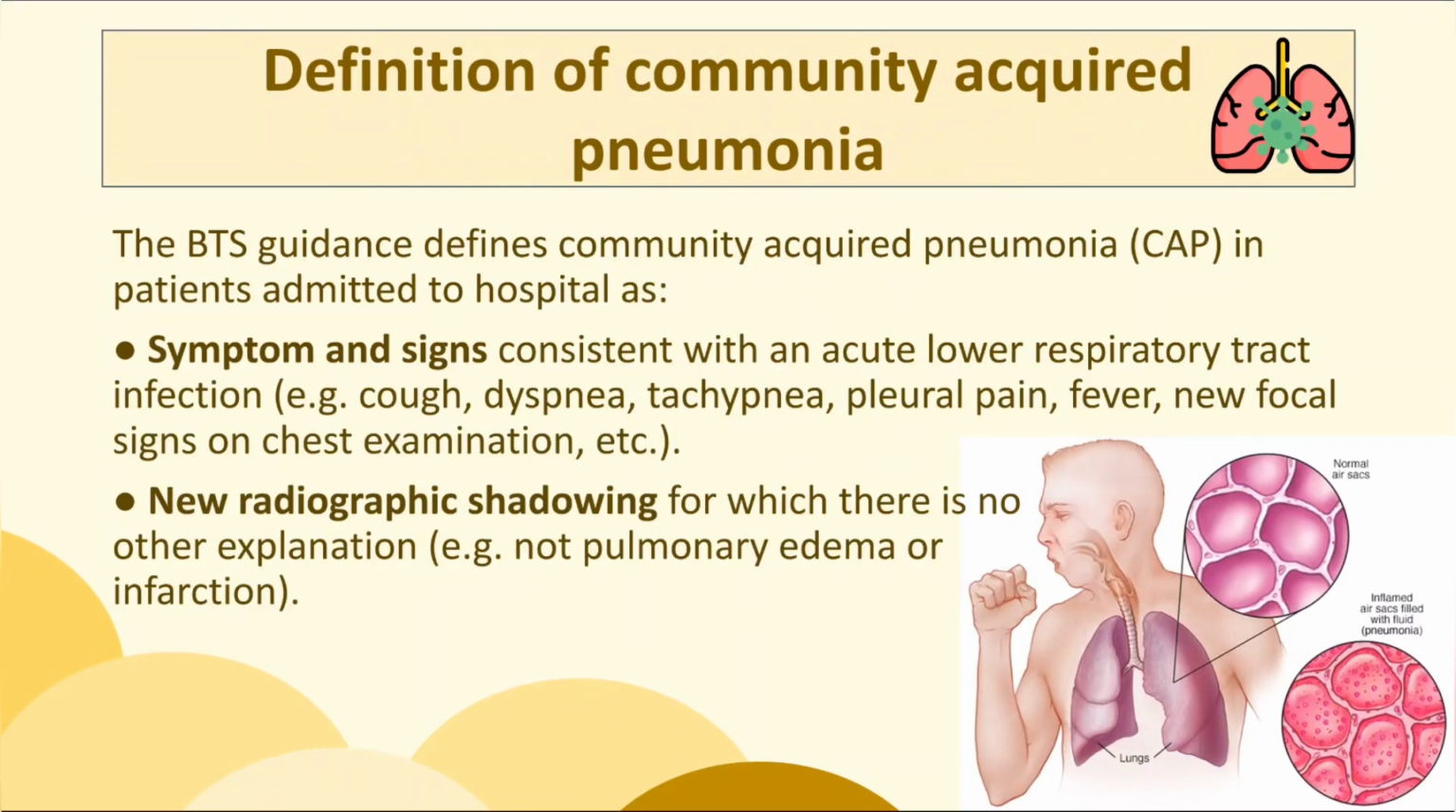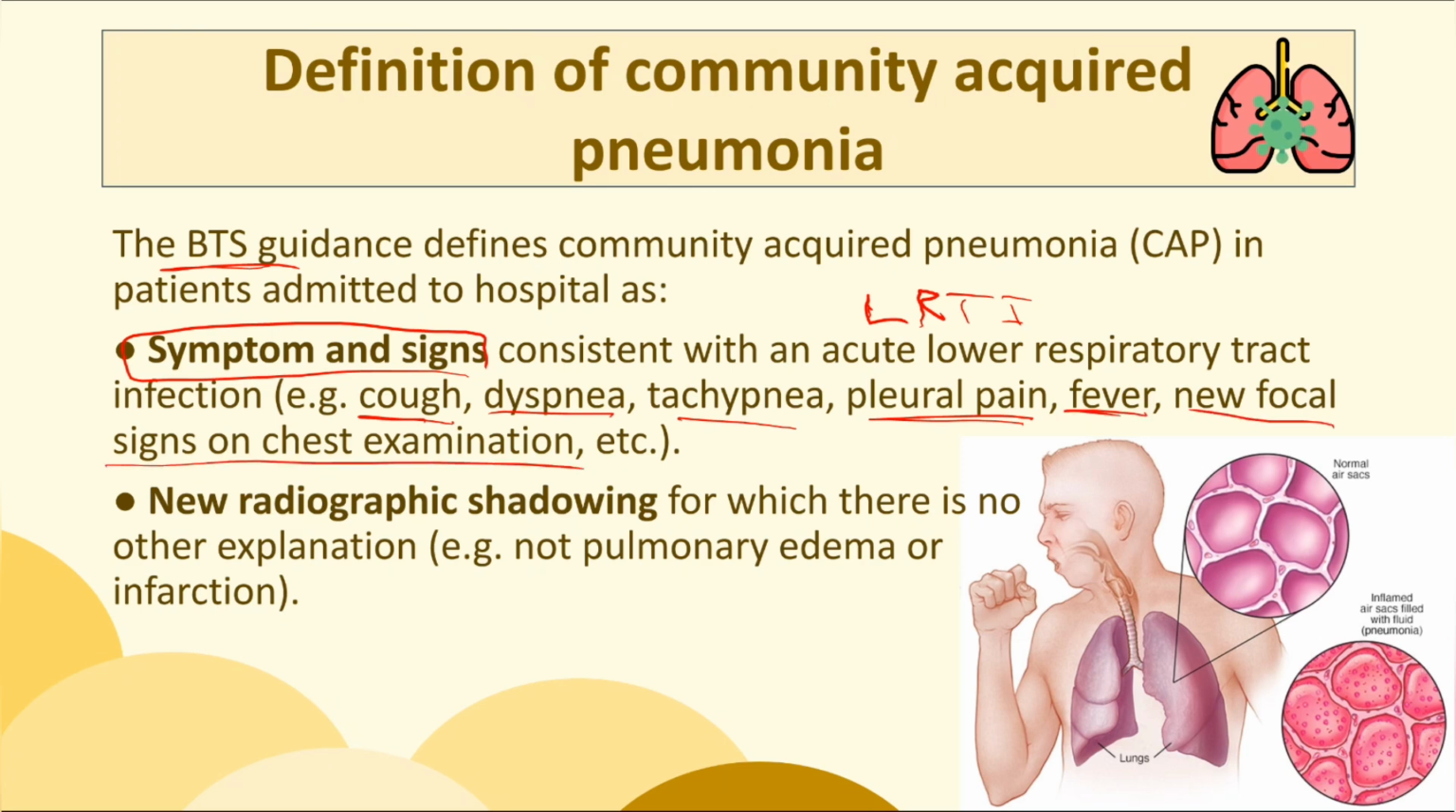The British Thoracic Society defines community-acquired pneumonia in patients who are admitted to hospital by signs and symptoms consistent with lower respiratory tract infection. These signs and symptoms are cough, shortness of breath, tachypnea, pleuritic pain, which means when the patient breathes in or coughs they have chest pain, fever, and new focal signs on chest examination, plus radiographic shadowing consistent with pneumonia and not explained by other pathology, for example pulmonary edema or lung infarction.